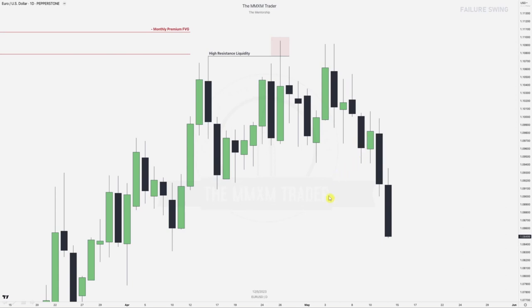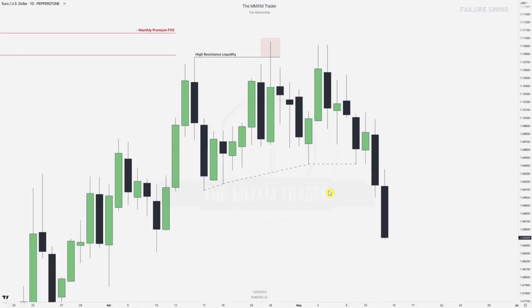Now we want to target that low resistance liquidity, right? So where is that forming? Over here we've got all these lows, right, which are forming, which is a failure swing. Again over here failing to take out these lows and these lows, and over here we've got some relative equal lows. So that's a very good draw on liquidity, and we call that low resistance liquidity.